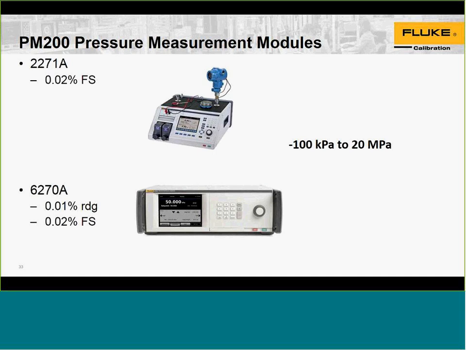It has electrical measurement capability and HART communication for calibrating transmitters. The 2270A can use PM600, which are the point-center reading devices, or the PM200 0.02% of full-scale devices. It can be used in the range of negative 100 kPa to 20 MPa.